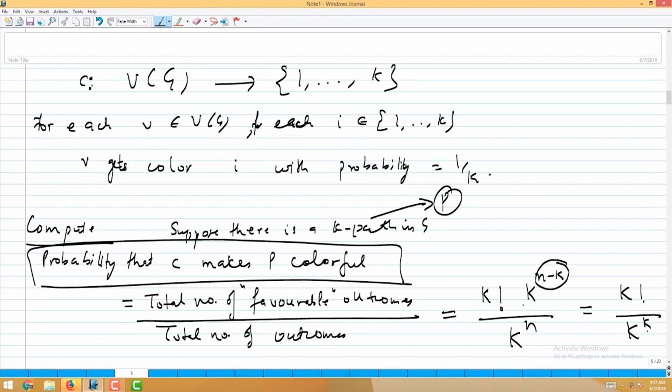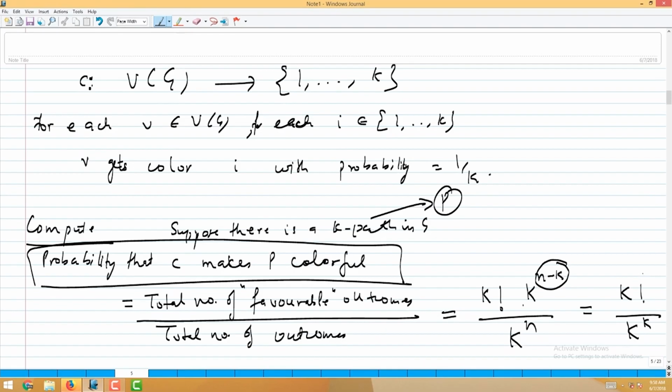And this again comes out to this, right? So if I choose a coloring uniformly at random, then with probability k factorial by k power k, this will be a good coloring for us. Good as in, if there was a k path in the graph, then it will indeed make it colorful, right?